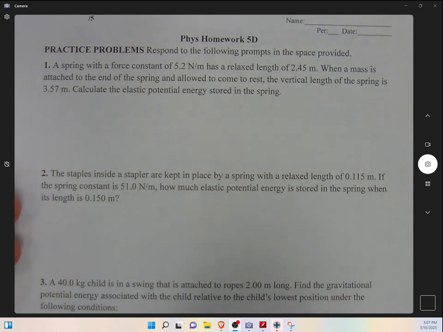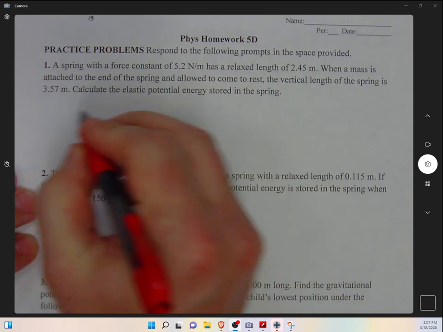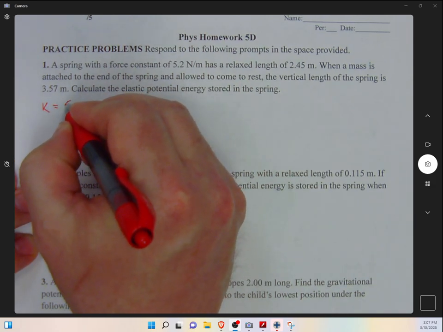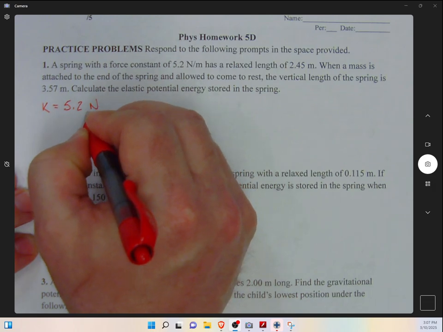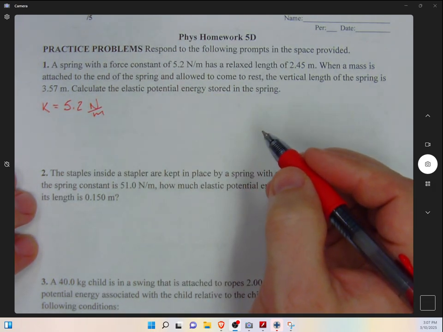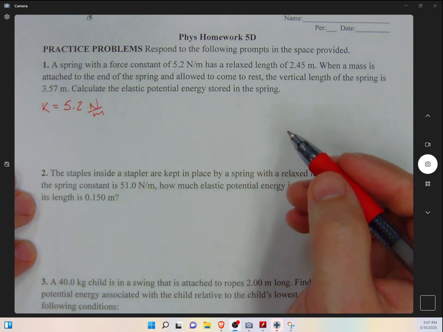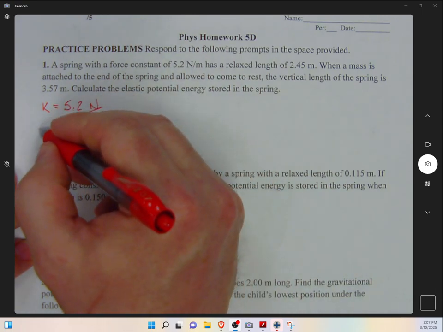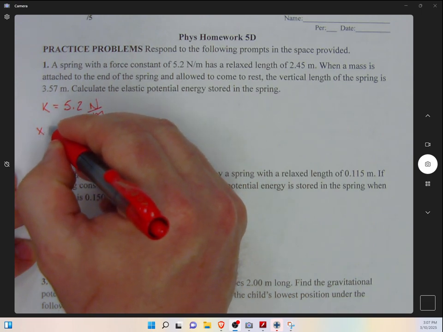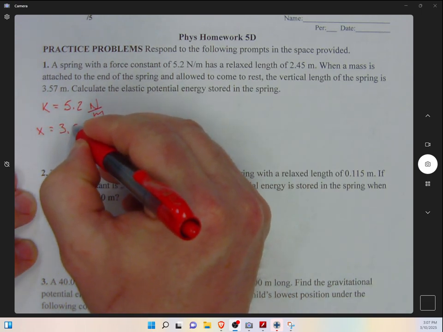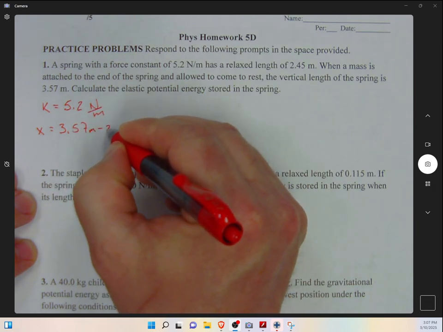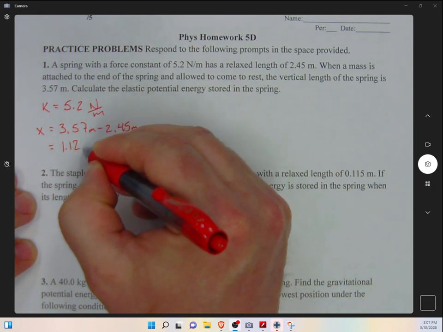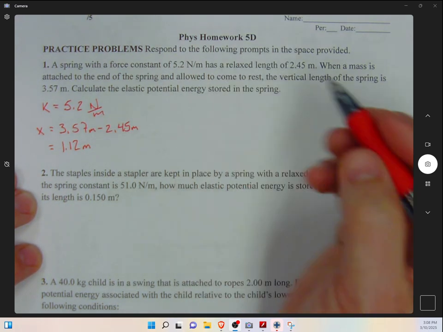So, some things that we know. We know the spring constant, 5.2 newtons per meter. Right? So then we know that the relaxed length versus the length at rest, the difference between those two things is going to be our x value. And so we're going to find the difference between those two things really quickly. And so that's going to end up being 1.12 meters.